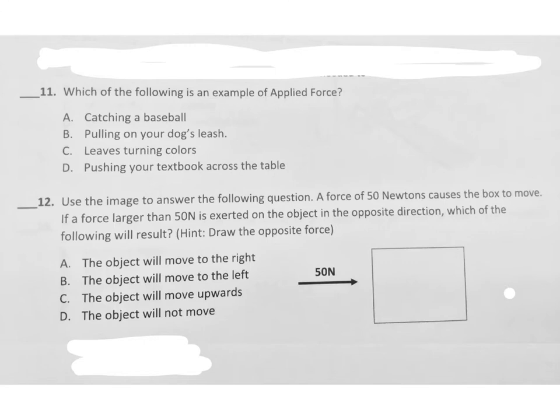A, the object will move to the right. B, the object will move to the left. C, the object will move upwards. D, the object will not move. And also, don't mind this image, it has a white around.